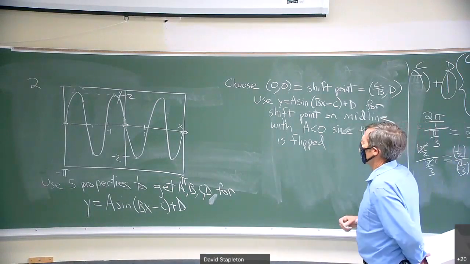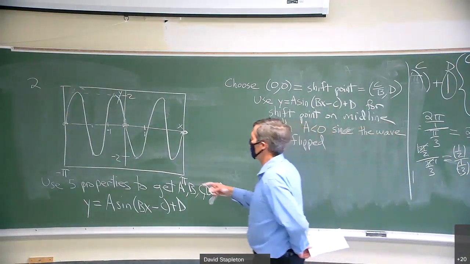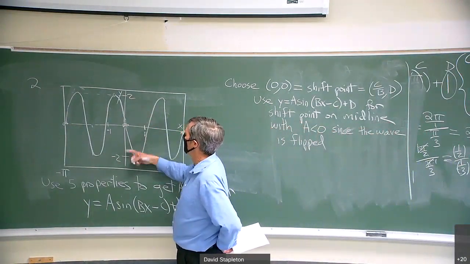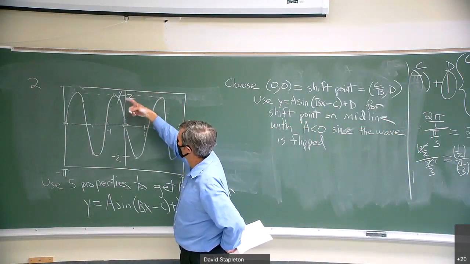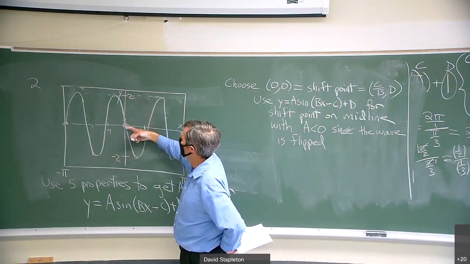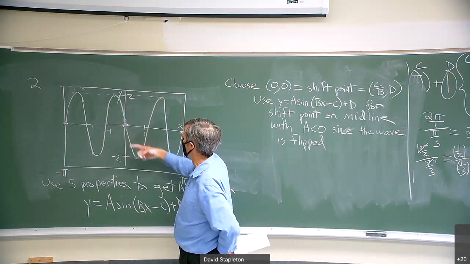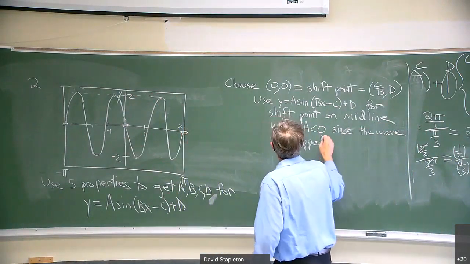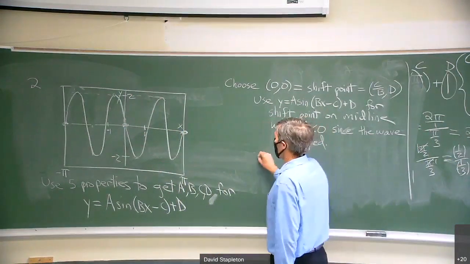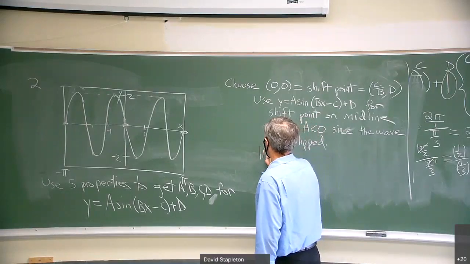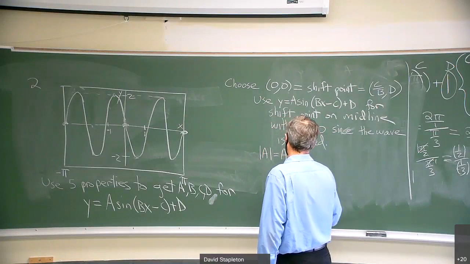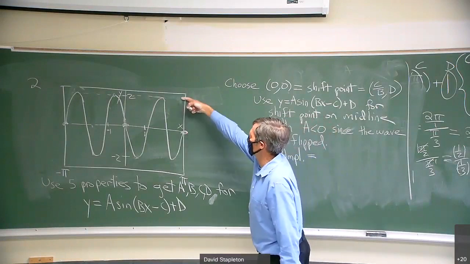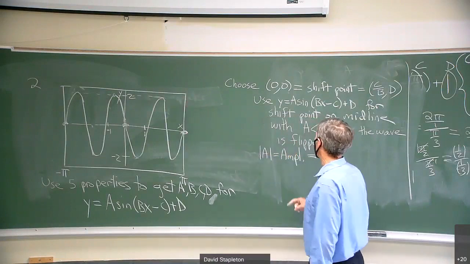All right, and now we look at it's going up and down between plus and minus 2. The amplitude is then 2. The amplitude is the distance from the midline to the top, not from the bottom to the top, from the middle to the top, or from the bottom to the middle. So I'll say amplitude is absolute value of A, which is evidently 2 units, just from looking at the graph.